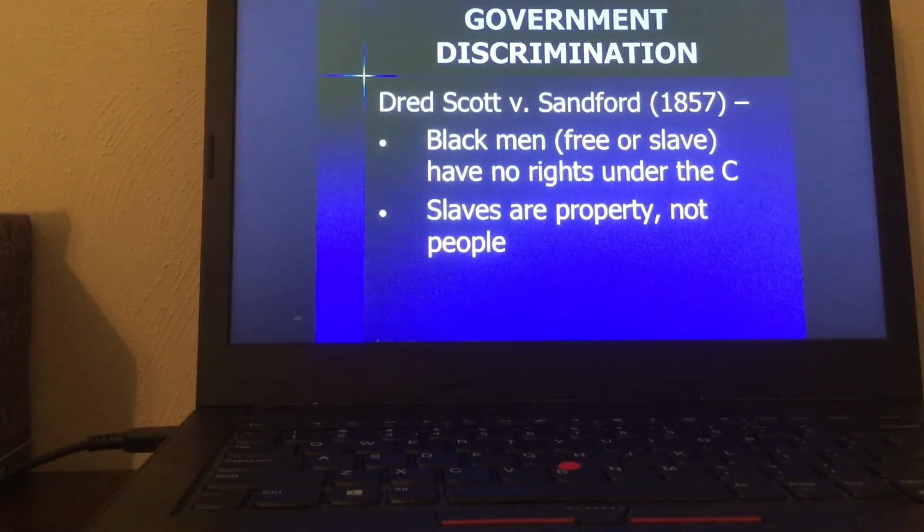And so I put this slide in there just to show where we started as a country as far as racial discrimination. And we're going to see the progression of that over time. So this was in 1857. This was a few years before the Civil War started. It was one of the causes of the Civil War starting. And that case is called Dred Scott and Sanford.